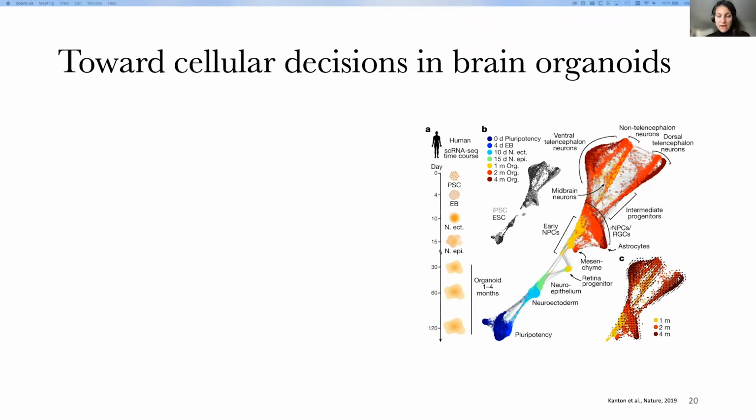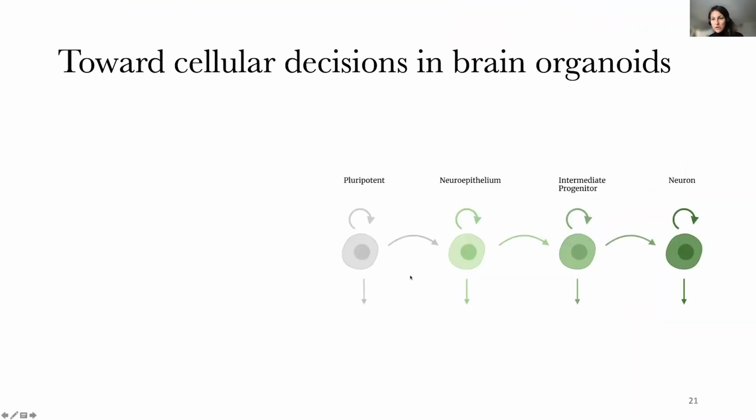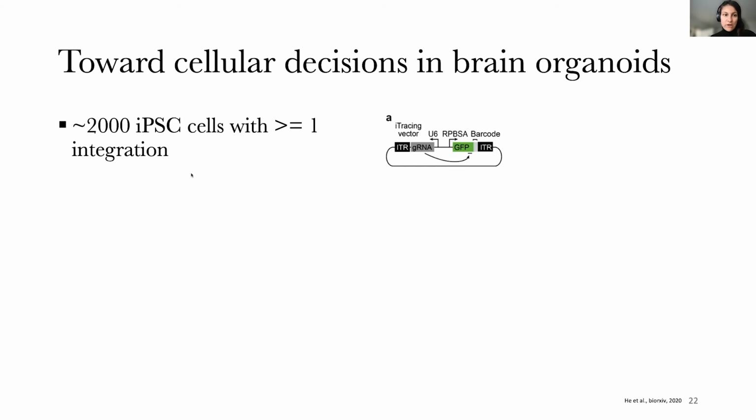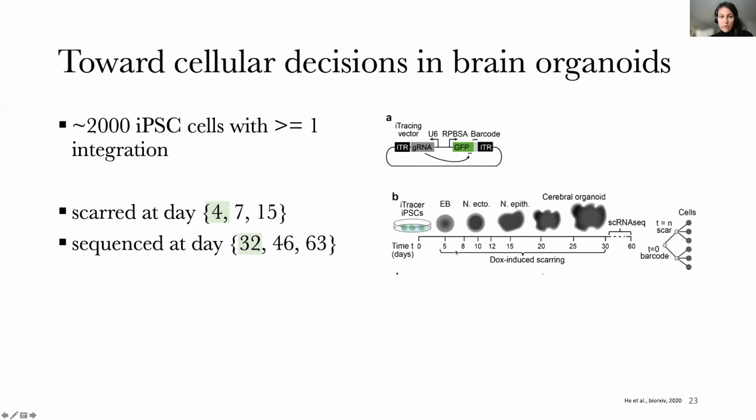Bringing this data into our phylogenetic thinking, we model the following 4 discrete cell type compartments: a pluripotent compartment, a neuroepithelium compartment, an intermediate progenitor compartment, and a neuro compartment. They start out growing the organoid from 2,000 induced pluripotent stem cells with at least 1 integration. And this is the vector they use. You can see that this is a GFP gene that is targeted by the CRISPR-Cas9 protein. And we can distinguish different GFP genes by this barcoded region. We will focus on one particular data set, one particular organoid, which was scarred at day 4 and sequenced at day 32.